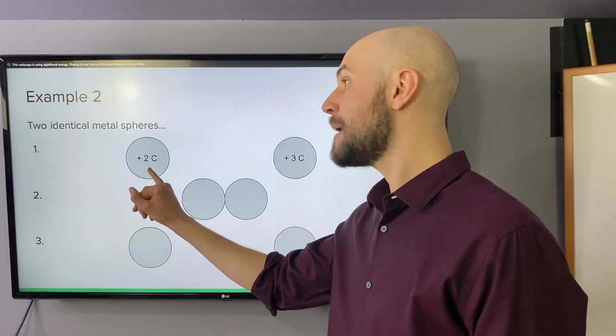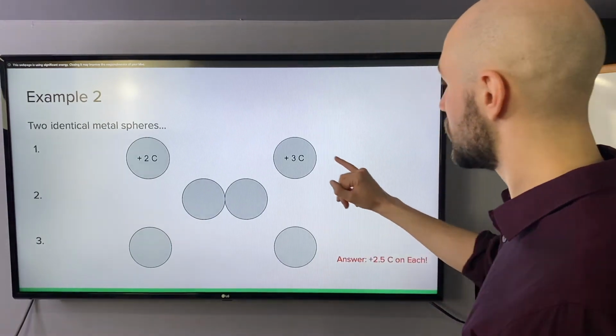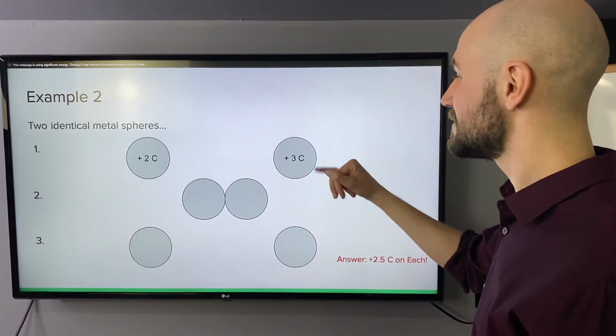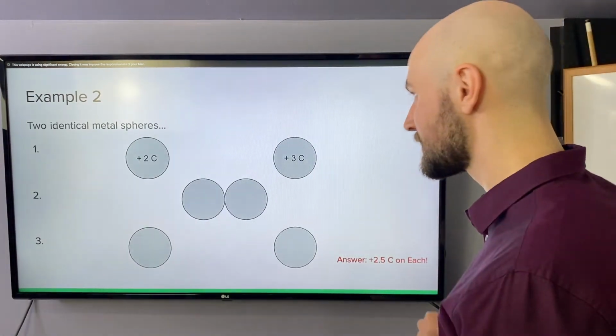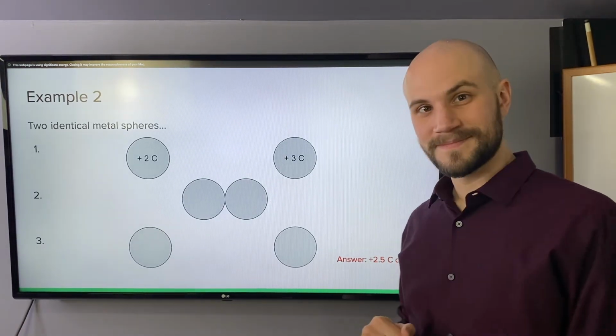This one became more positive, so it lost electrons. This one got closer to being negative, so it gained electrons. All right, let's try another example.